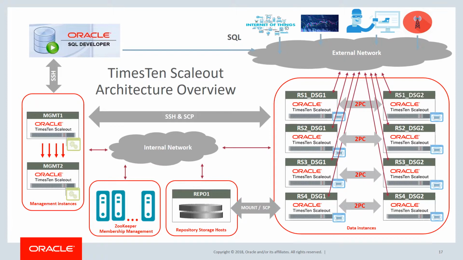Okay? In a test and dev environment, you can get away with one Zookeeper server, but for production you really need at least 3, and for a large grid, we probably recommend 5 Zookeeper servers. Okay?